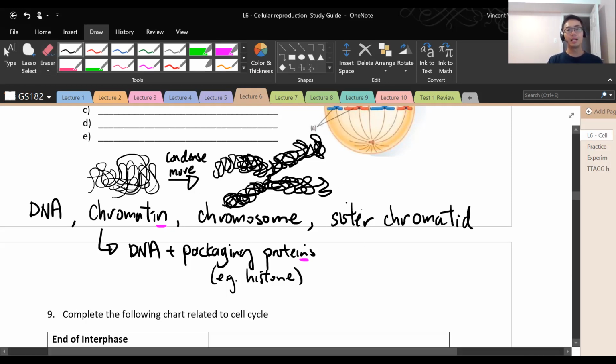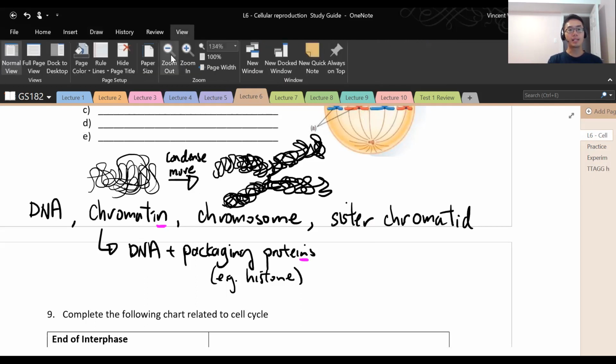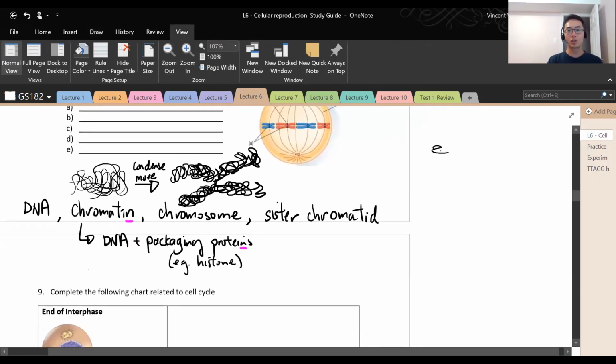Okay. So what happens is, let's say you have one chromosome. I'm just going to draw. This is basically one chromosome. And then after DNA replication, you're going to have the exact same copy, and they will be stuck together. These are identical copies of each other. Only identical copies will stick together, and these are called sister chromatids. They are genetically identical copies.